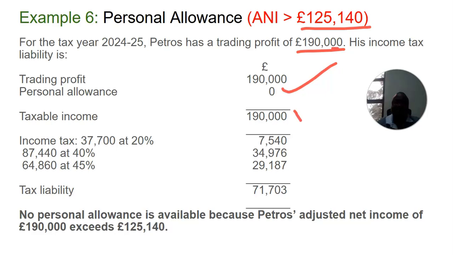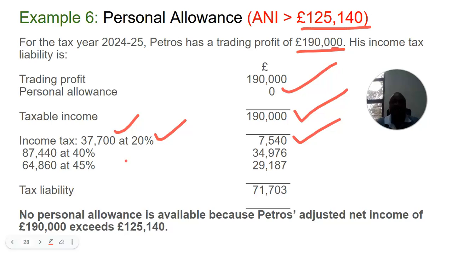So we're going to tax the 190,000, the full amount of it. However, we are not going to straight away charge the 45% on 190,000. That's improper. Instead, we are going to charge gradually. The first 37,700 is going to be charged at the basic rate of 20%, and he pays 7,540 on that income. Then we enter the second band.